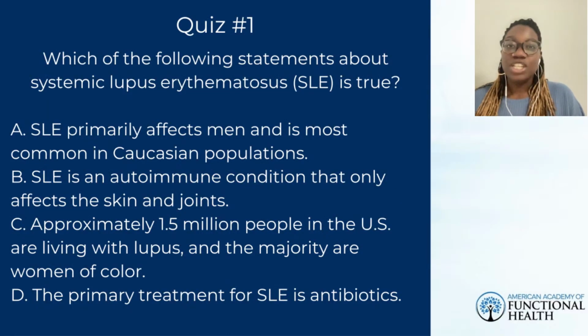All right. So which of the following statements about systemic lupus erythematosus is true? A, SLE primarily affects men and is most common in Caucasian populations. B, SLE is an autoimmune condition that only affects the skin and joints. C, approximately 1.5 million people in the United States are living with lupus, and the majority are women of color. Or D, the primary treatment for SLE is antibiotics.